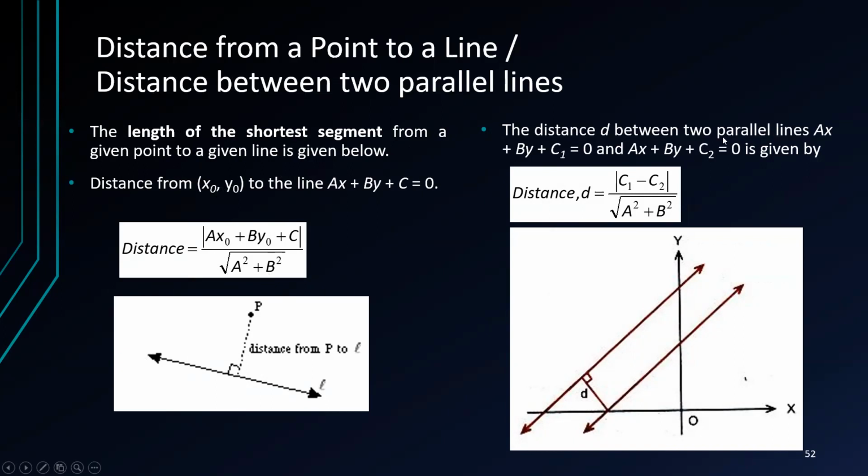Now, the distance between two parallel lines, ax plus by plus c1 is equal to 0 and ax plus by plus c2 is equal to 0, is given by the distance d is equal to the absolute value of c1 minus c2 over the square root of a squared plus b squared. Yan.